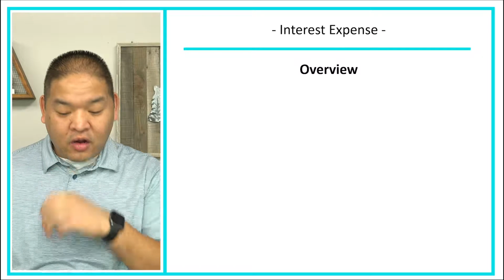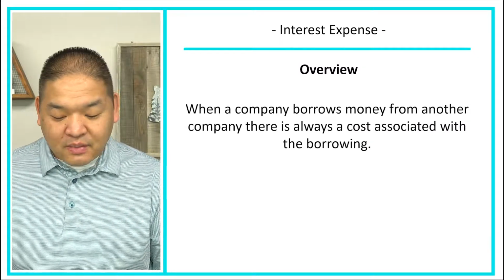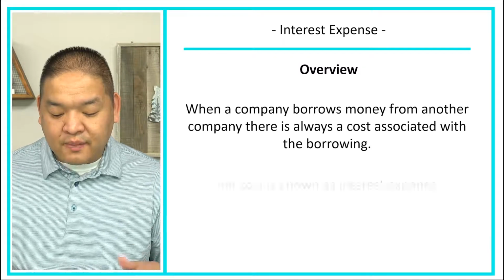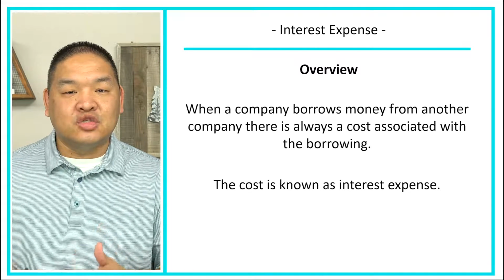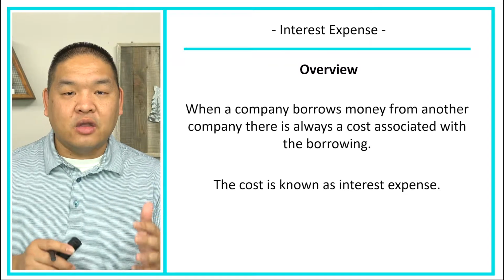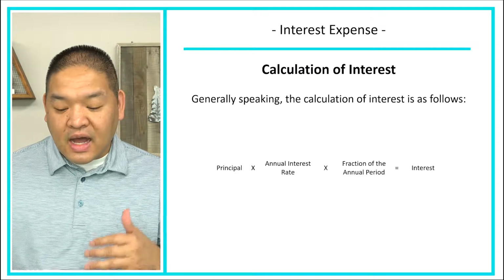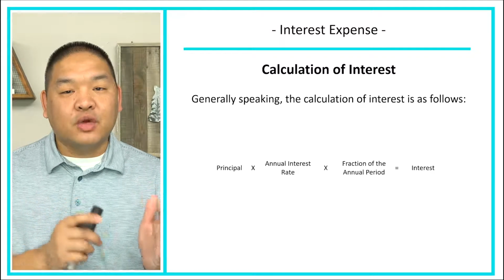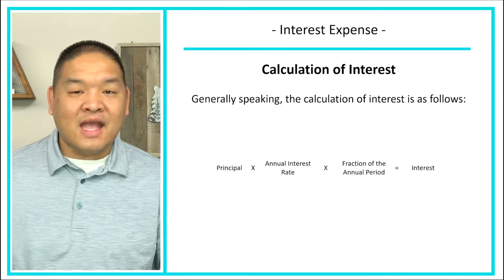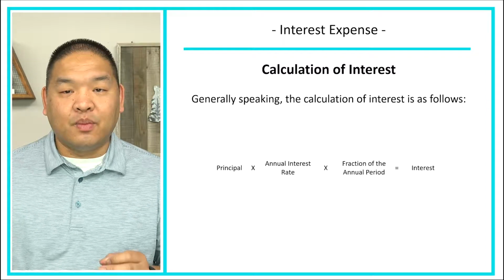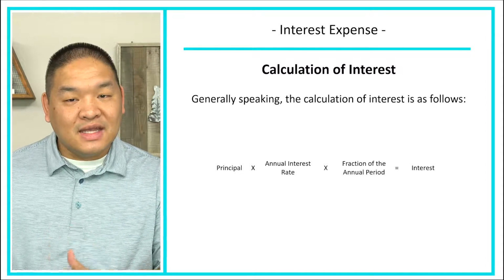As an overview, when a company borrows money from another company, there's always a cost associated with the borrowing. The cost is known as interest expense. So we want to know how to calculate interest expense. Generally speaking, the calculation of interest is as follows. We're going to take the principal, multiply it by the annual interest rate, and then multiply it by the fraction of the annual period. That's going to give us our interest.